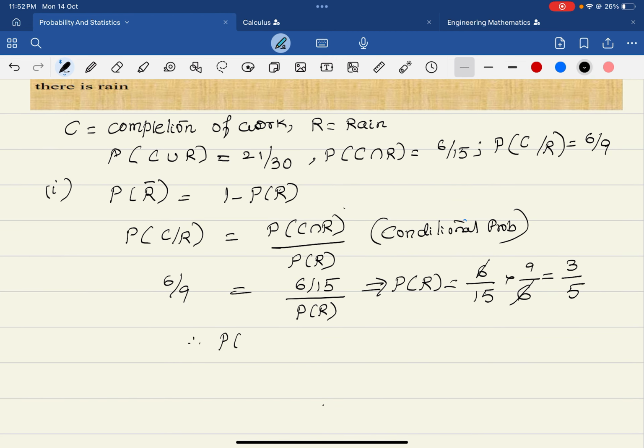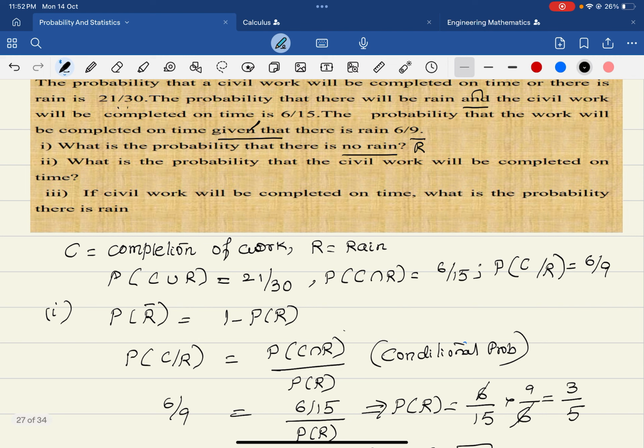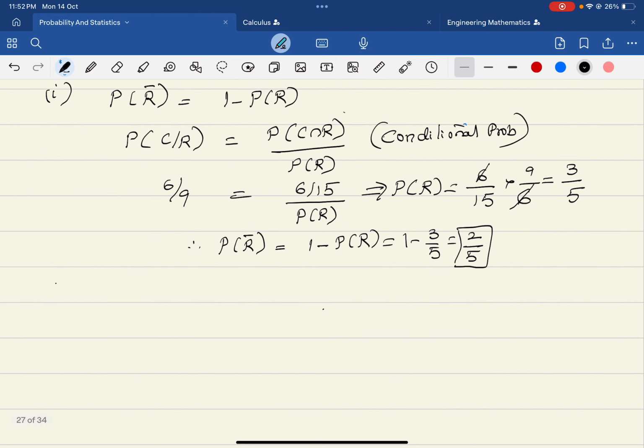Therefore, what is P of R bar now? P of R bar is 1 minus P of R, that is 1 minus 3 by 5, which is 2 by 5. So what is the first question's answer? The probability that there is no rain is 2 by 5. Okay. Coming to the second question. What is the probability that the civil work will be completed on time? So what is the question asked? Completed on time. That means P of C. This is what was asked.